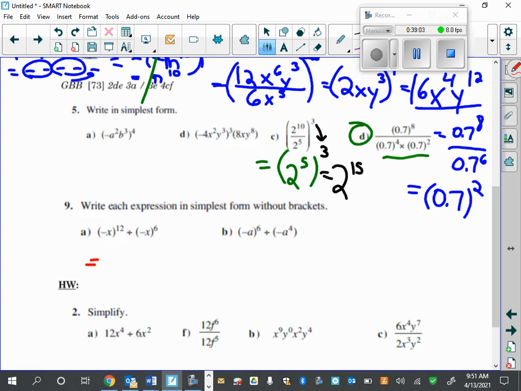Okay, that one's easy enough, except you're not done. That's not the answer, because it says simplest form without brackets, so we have a bracket here. So this is the -1 thing. Is this going to be positive x to the 6th or negative x to the 6th? What's -1 times itself 6 times? Positive. So this is just going to be x to the 6th.